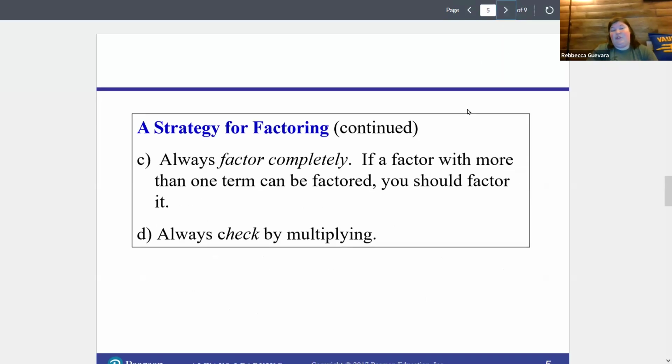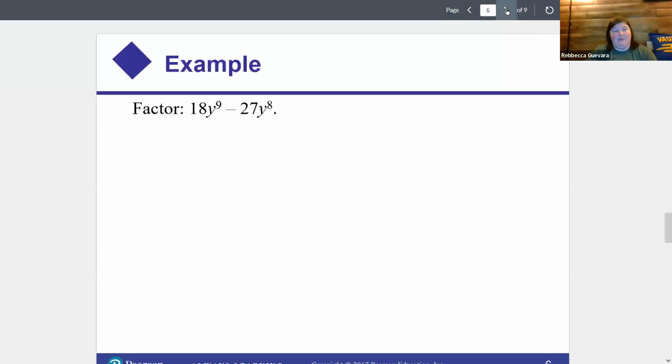So you always want to factor completely. Remember, factoring completely means that I can't factor it any further. I'm down to my prime factors. And then always check by multiplying to make sure we did it correctly. We're not going to check every single one of these. We may check a few.